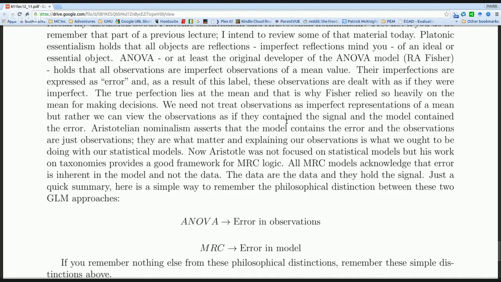So in ANOVA, the errors are in the observation. They're attributable to the observation. In MRC, the errors are attributable to the omission of a relevant variable that would account for those deviations. So that's the reason why in MRC we say residuals, and in ANOVA we say error.